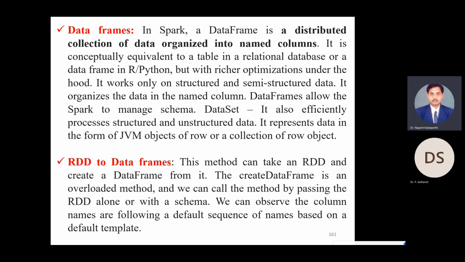Then RDD to data frames. How can you convert? This method can take an RDD, resilient distributed dataset, and create a data frame from it. The createDataFrame is an overloaded method, and we can call the method by passing the RDD alone or with a schema. We can observe the column names follow a default sequence of names based on a default template. This is called RDD to data frame.